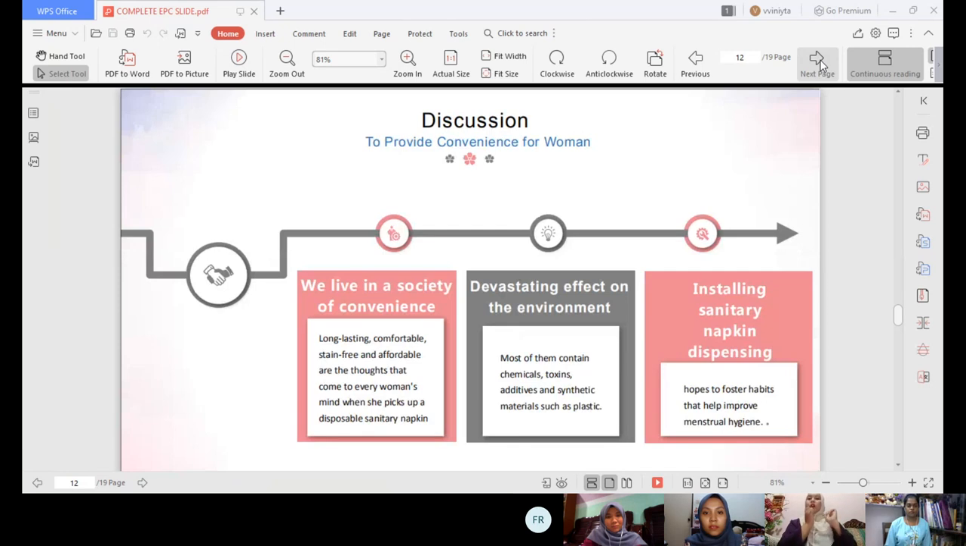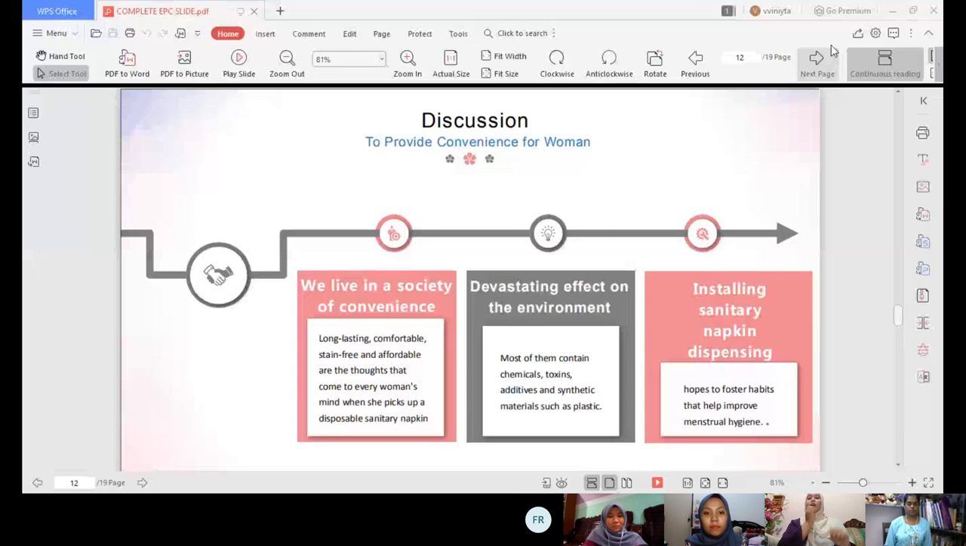First point, we live in a society of convenience. Over a billion of these non-compostable sanitary pads are making their way into sewage systems, landfills, fields, and water bodies every month. Long-lasting, comfortable, stain-free, and affordable are the thoughts that come into every woman's mind when she picks up a disposable sanitary napkin. Of course, modern-day menstrual pads and tampons definitely have made feminine hygiene easier and more convenient.